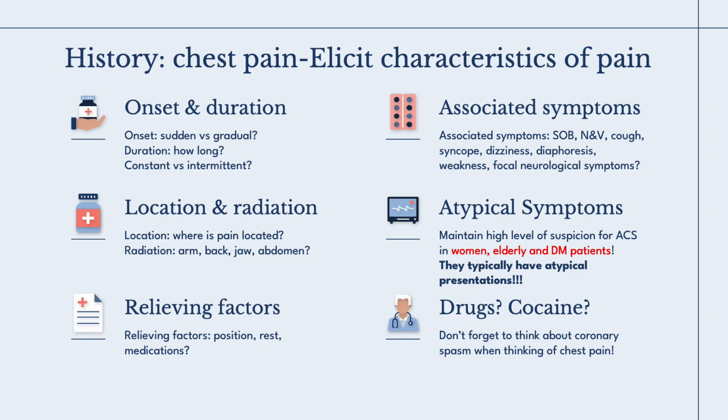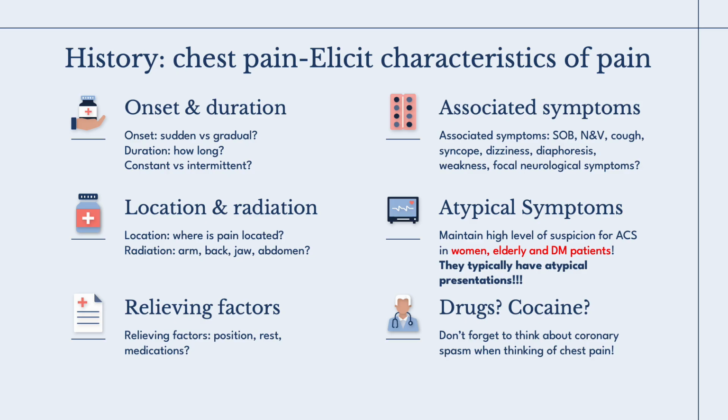So history, so chest pain. So really important to ask the questions to give you a really good idea about the characteristics of the type of chest pain they're presenting with. So onset and duration. So was it sudden versus gradual? The duration, so how long has it been going on? So we know that is such a critical question when we're talking about angina versus STEMI or non-STEMI.